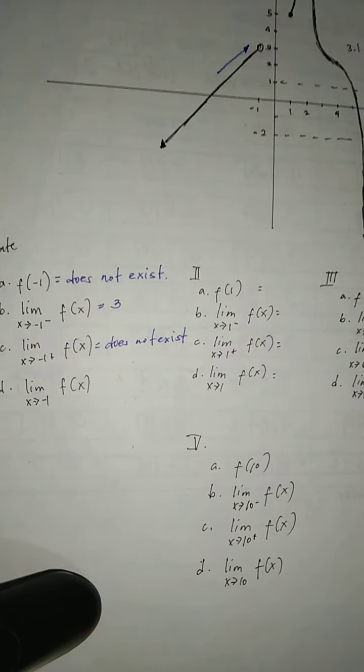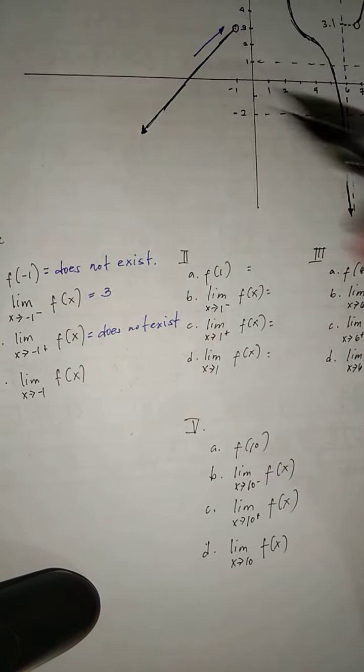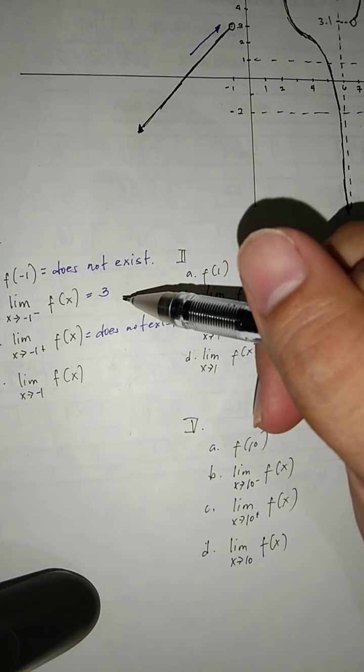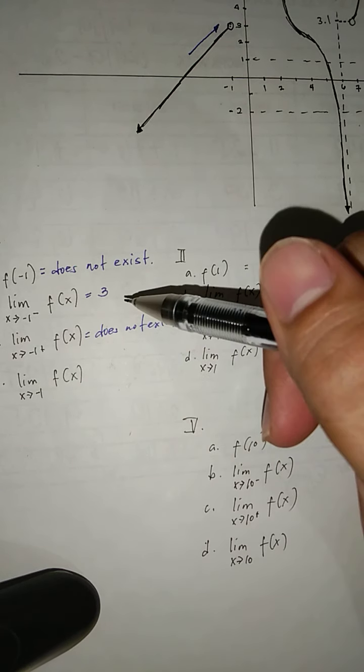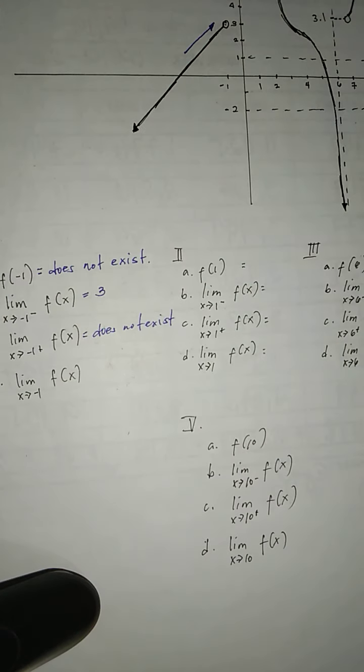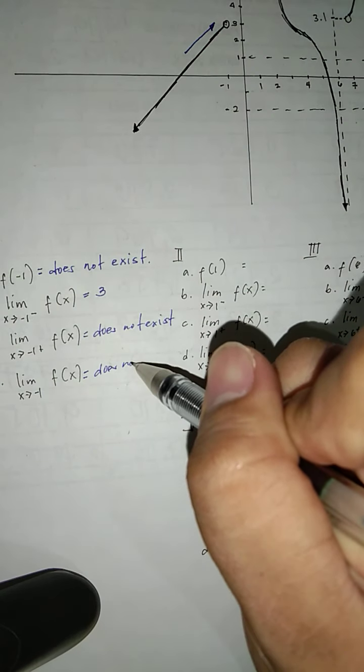Okay. Now for letter D, it's a two-sided limit. The requirement for a two-sided limit to exist is that the values of the approach from the left and the approach from the right, letters B and C, must have a definite value and agree with each other. Since in letter B we have an answer of 3, but in letter C the answer does not exist, they do not agree with each other. So therefore on letter D, it does not exist also.